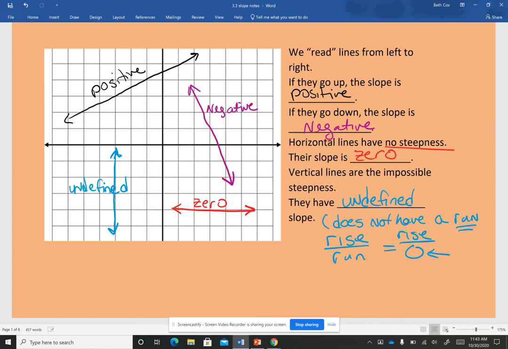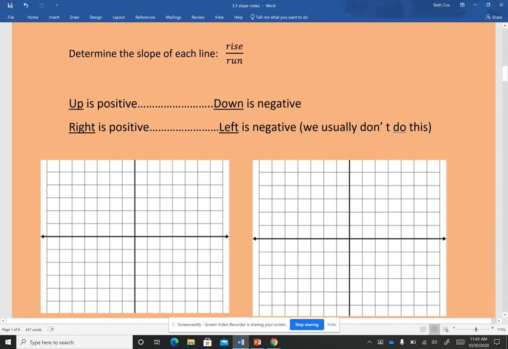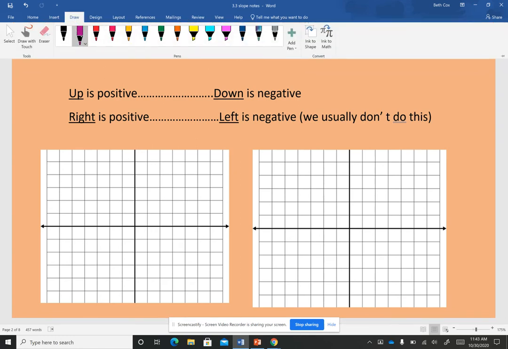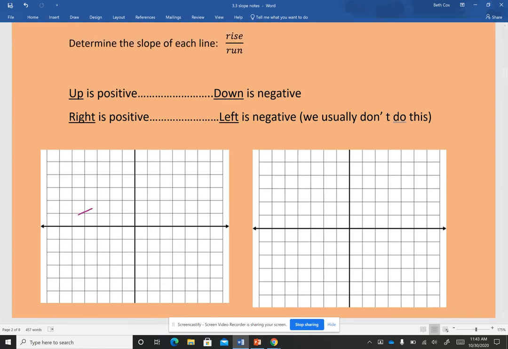And we know in algebra, or in math, not just algebra, if we have a 0 in the denominator, we call this undefined because we have no run. It's just straight rise. So, all right, let's look at a few lines and see if we can determine the slope of them. So here's one right here.